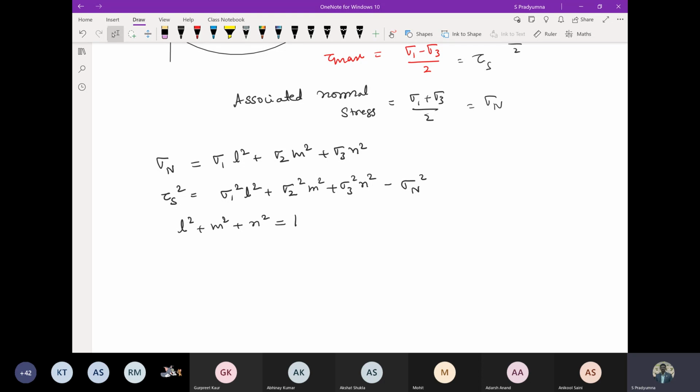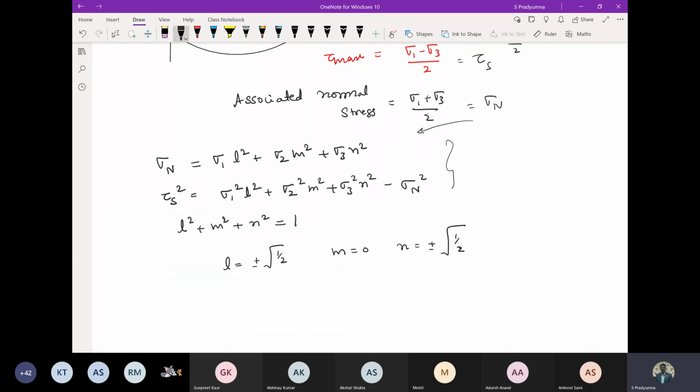So are you getting what I'm trying to say? We are trying to find out on which plane you get the maximum shear stress with reference to the principal plane, because all these we have written in terms of the principal values, principal normal stress. Okay, so we can substitute tau s and sigma n in this equation, and we can find out that l is equal to plus minus root 1 by 2, m is equal to 0, and n is equal to plus minus root 1 by 2. Okay, so these are the values of the direction cosines.